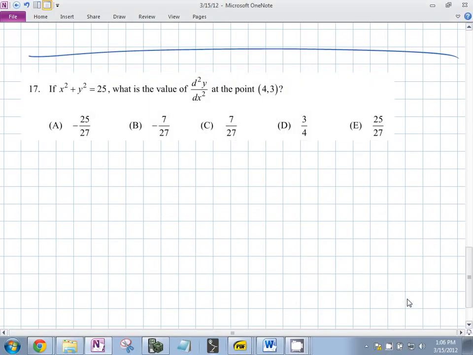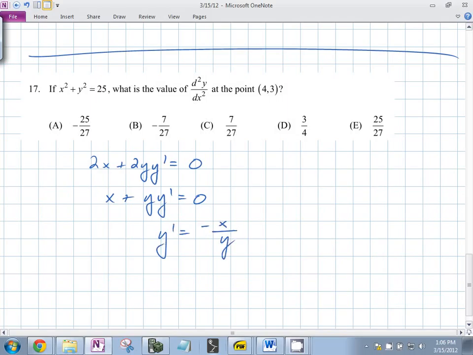Derivative is wicked straightforward. It's going to be 2x plus 2y y prime is equal to what? 0. The derivative of a constant is 0. Divide by 2, you get x plus y y prime is equal to 0. So y prime is equal to negative x over y.